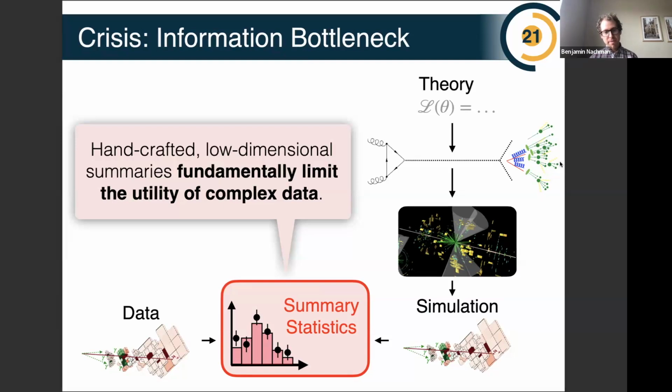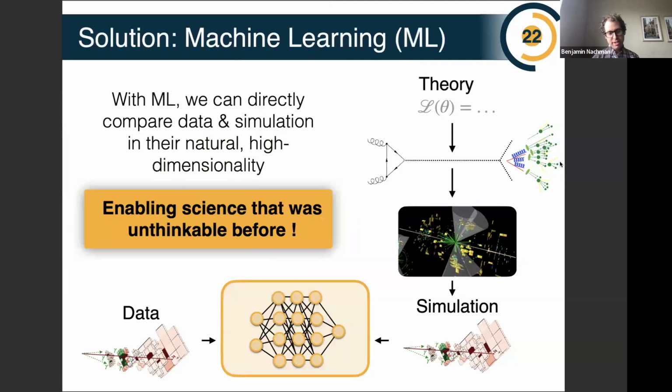And we need new tools to be able to make this comparison between data and simulation in their natural high dimensionality. So that is where machine learning comes in. With machine learning, we can directly compare the data and the simulation at the level of the reconstructed particles, for instance, in collider physics, or at the level of individual galaxies in cosmology, or whatever the basic unit of reconstructed objects are, without having to do any data compression. So this is enabling science that was unthinkable before, say, 5 or 10 years ago. And it's rapidly developing. And so I want to give you a sense in the rest of this presentation for the kinds of things that we can do now in this framework that were completely unthinkable before. All right, so that's the setup.